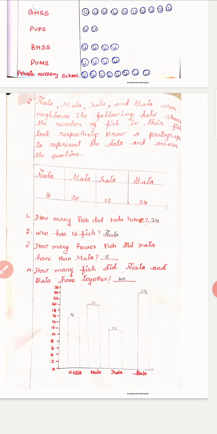Together means we add their fish. So you add 16 plus 24, and we get 40. Do you understand this sum?